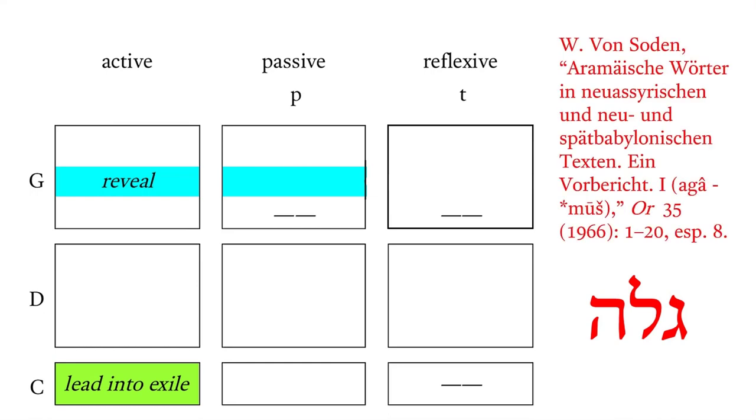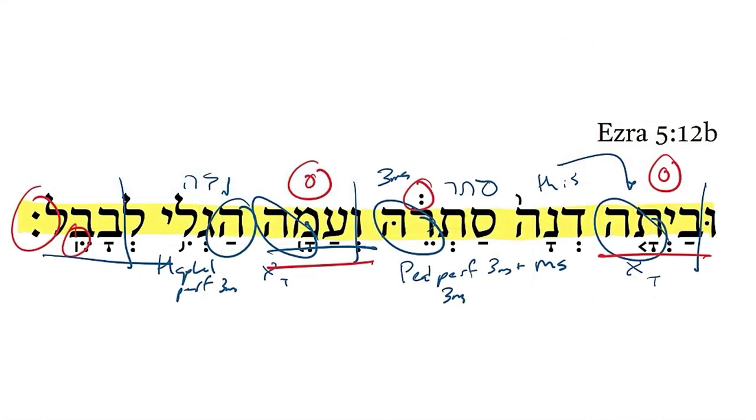In von Soden's article, he shows that this is actually a separate Gimel Lamed Hey verbal root, which comes from Akkadian. Just happens to have the same consonants as this other Semitic root, Gimel Lamed Hey, that has to do with revealing. So that is the reason why we have these 2 meanings in Biblical Aramaic. So let's go back to Ezra 5:12.